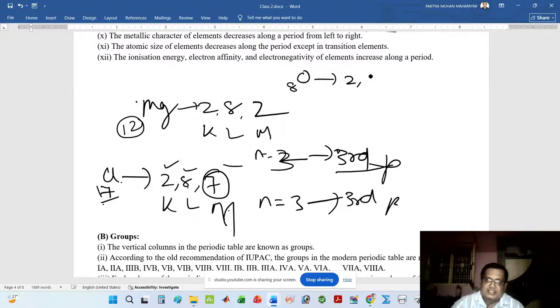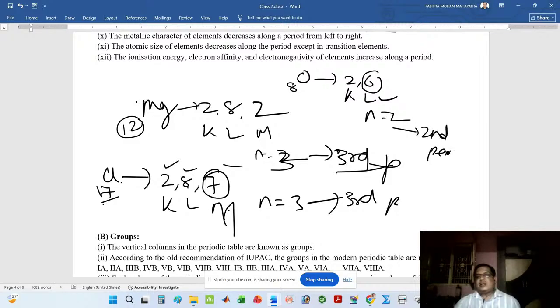That is your 6. That is your K shell, L shell. For the L shell, the n value is 2. The valence electrons are present in the L shell. The L shell is called the valence shell. For the valence shell L, what is the n value? That is 2. So here we can say that oxygen is present in the second period.